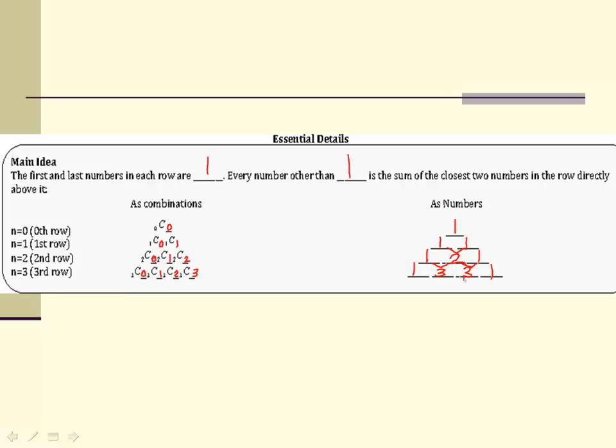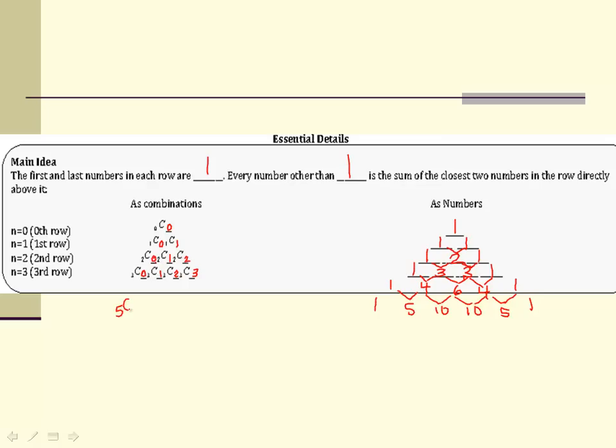And so we're going to ask you things like, okay, what if I did the 4th row? I start with a 1, I end with a 1. I add the ones above it to get a 4. The ones above it, 3 plus 3 is 6. The ones above it, 1, 3 and 1 is 4. If I wanted the 5th row, I start and end with a 1, 5, 10, 10, 5, and then a 1.